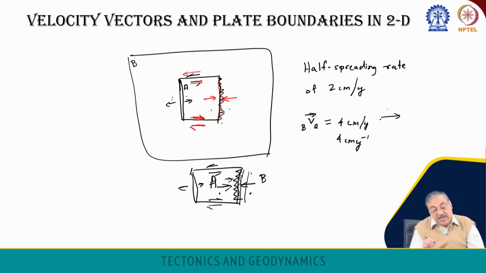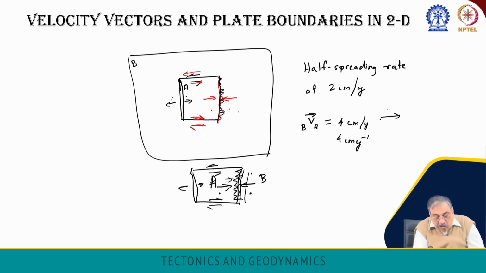Let us just think of an alternative situation, where now plate A is the subducting plate and plate B is the overriding plate. That is this diagram here. What would happen in this case? Now, in this case, this is something interesting. Plate A is still being produced at 2 centimeters per year. So, it is actually trying to move at 2 centimeters per year eastwards.